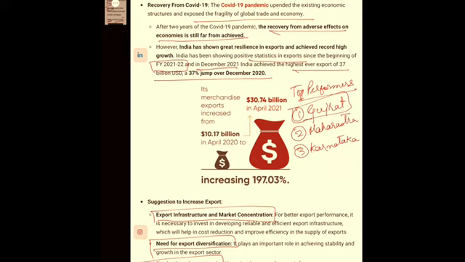Now the Export Preparedness Index 2021 is prepared by Niti Aayog in partnership with the Institute of Competitiveness.